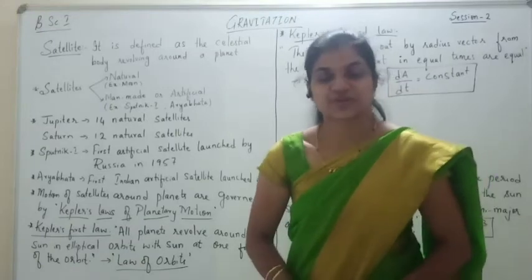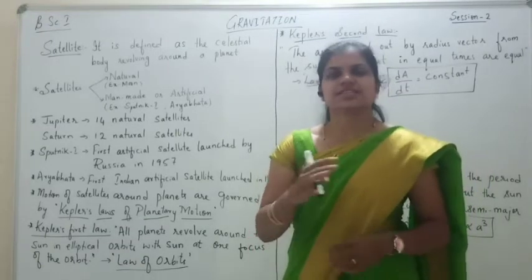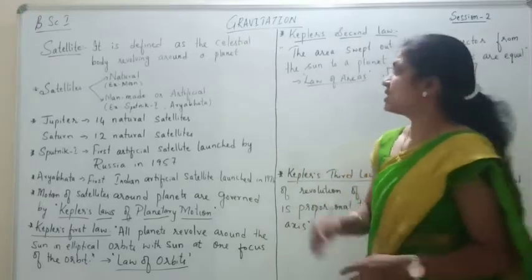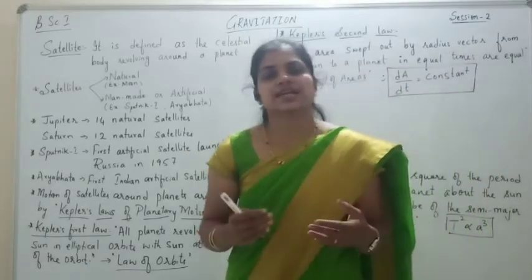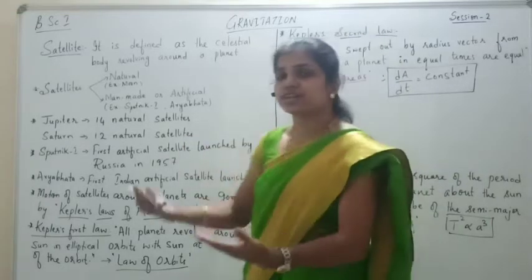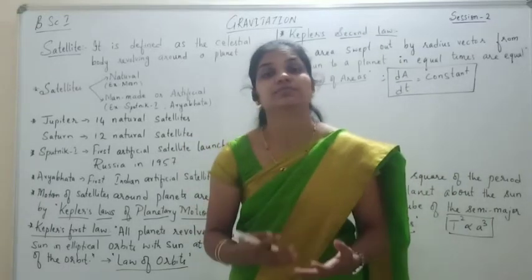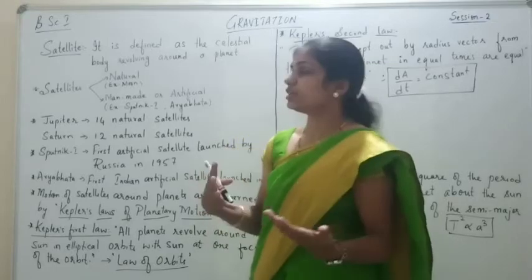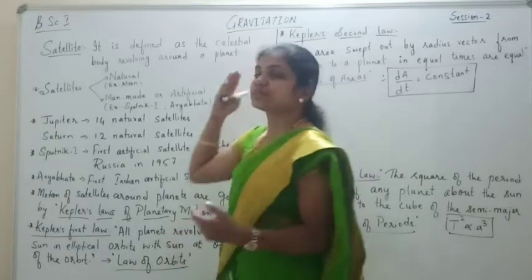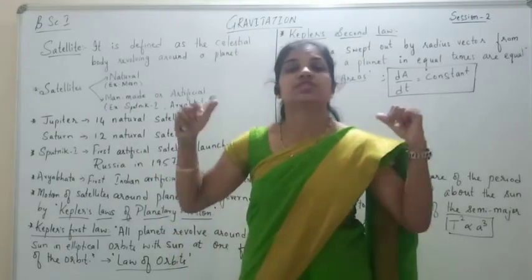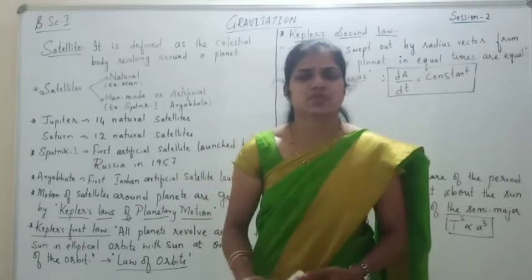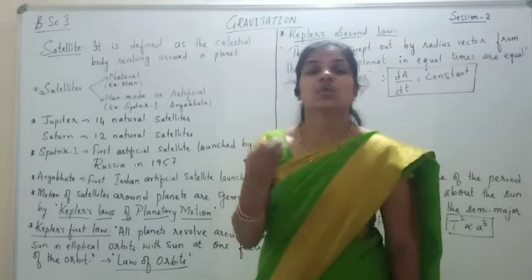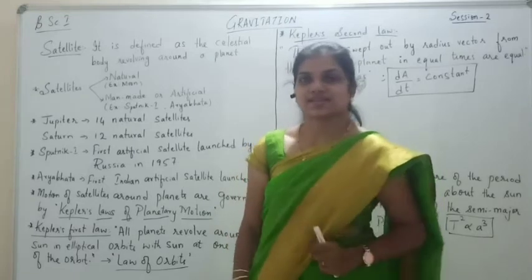Welcome to session 2 of chapter Gravitation. In this session, we're going to learn about satellites. What are satellites? Satellites are heavenly bodies revolving around the planets. We can call them heavenly bodies, or we also call them celestial bodies, which are revolving around the planets. So these celestial bodies or heavenly bodies, we are calling them satellites.